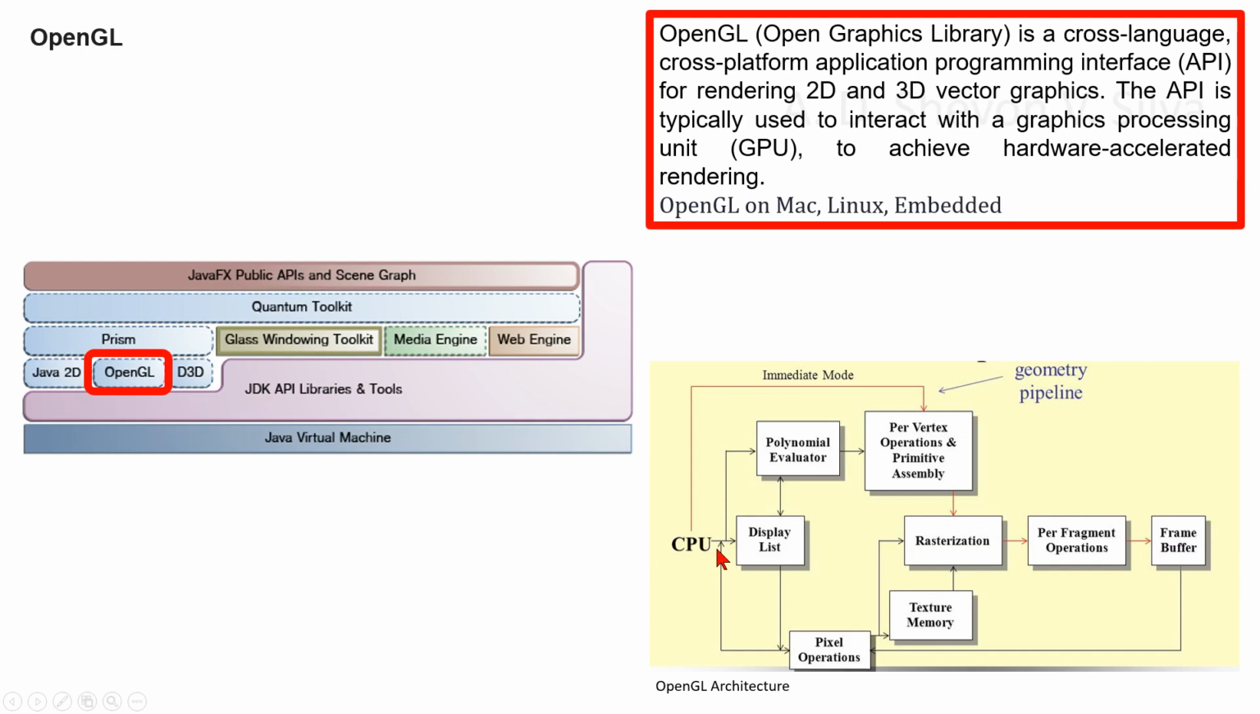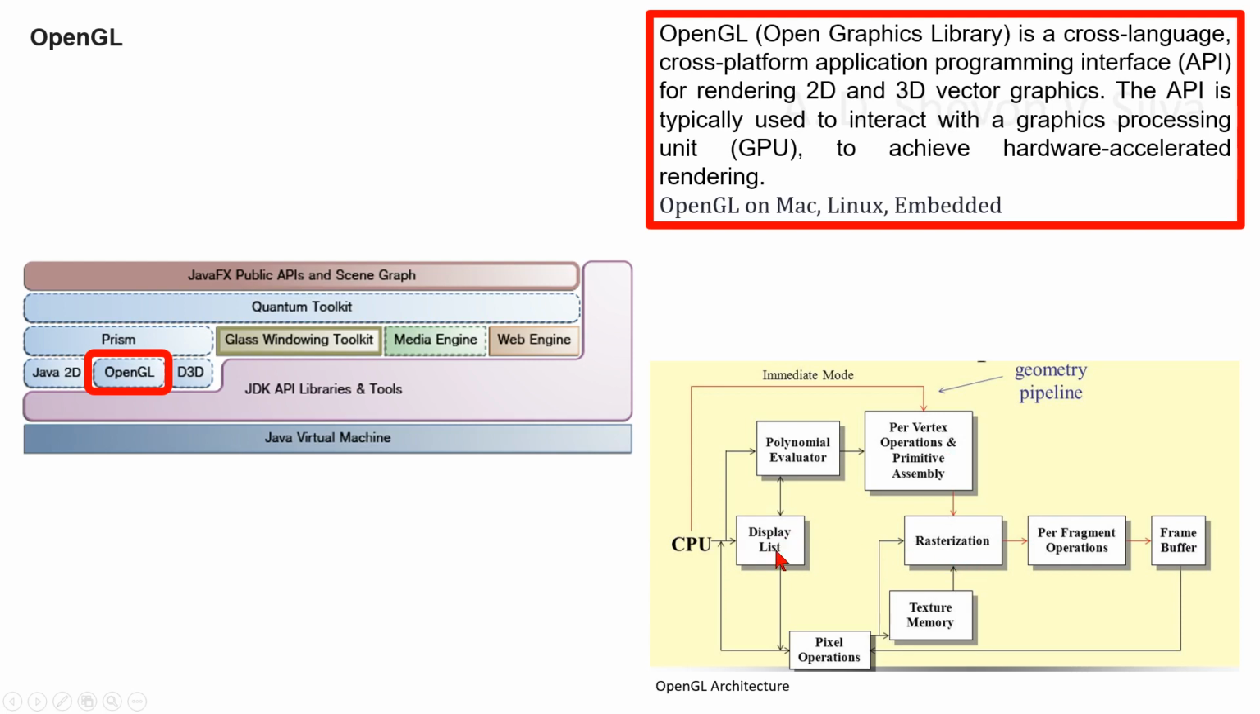Immediate mode is passed from CPU to per vertex operations and primitive assembly, and polynomial evaluator interacts with the display list, and polynomial evaluator is connected to per vertex operations and primitive assembly. Per vertex operations and primitive assembly is connected to rasterization.